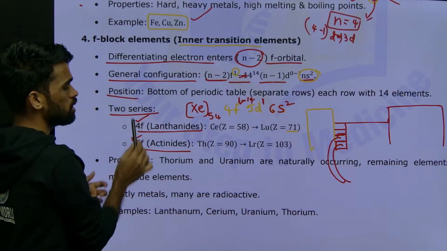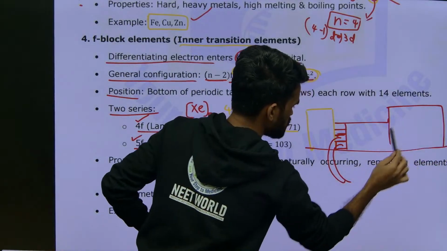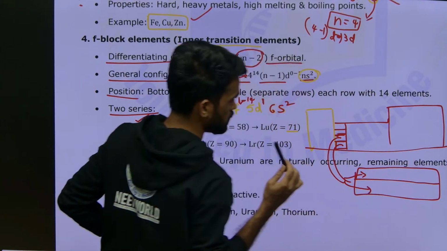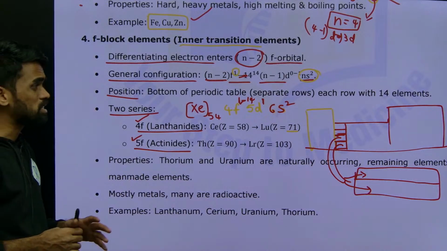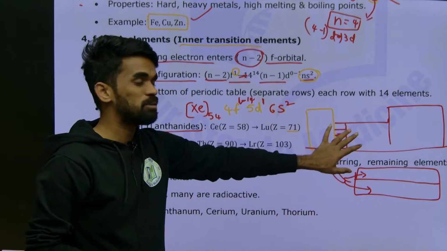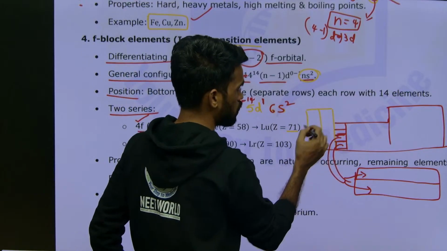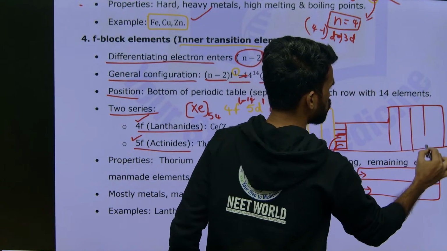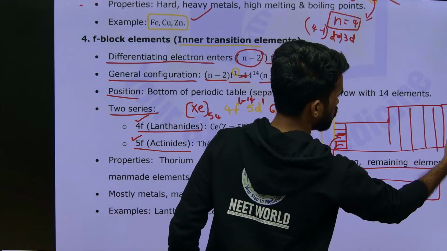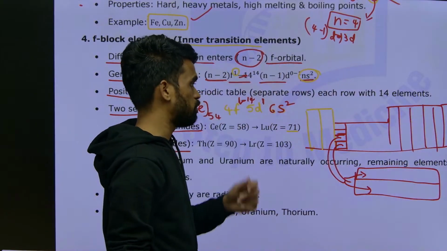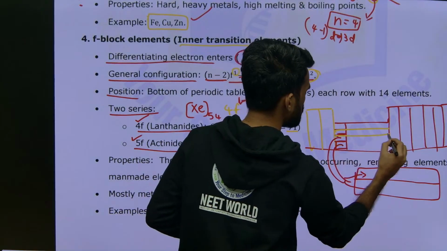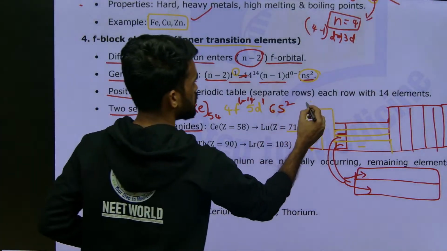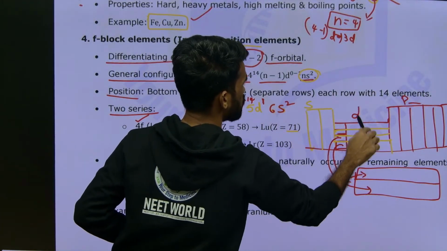Next, what is its position? At the bottom of the periodic table. If this is the periodic table, we have 2 rows at the bottom. These are lanthanides, these are actinides, that's it. During the exam, also show a rough diagram of the periodic table clearly. The S block has 2 groups, 1s and 2s, the P block has 6 groups, and next the 3d series, 4d series, 5d series, 6d series. Just show that, and label this as the S block, this as the P block, this as the D block, and here the F block.